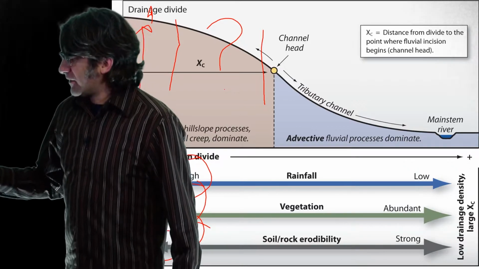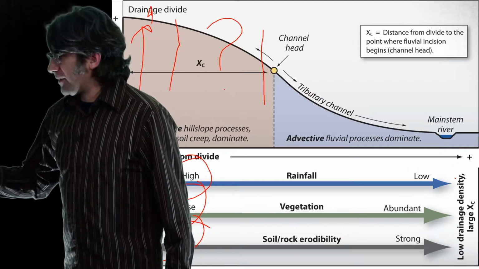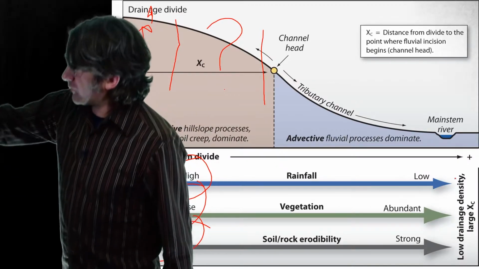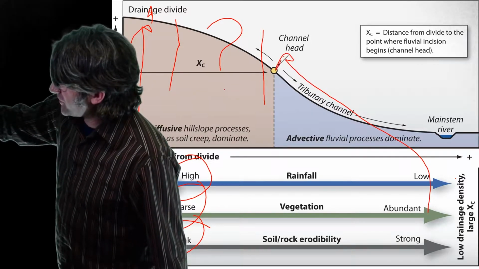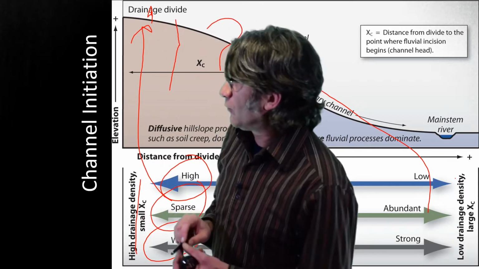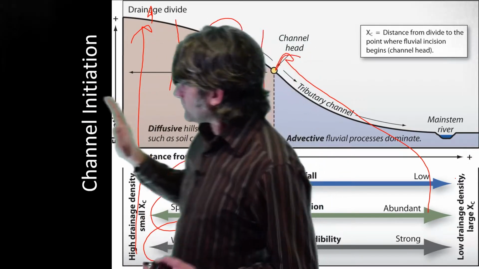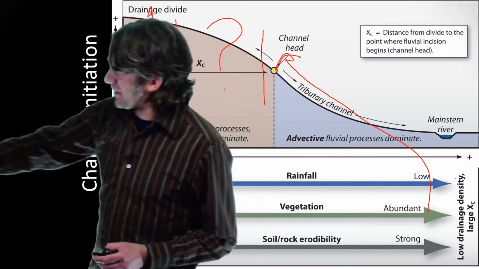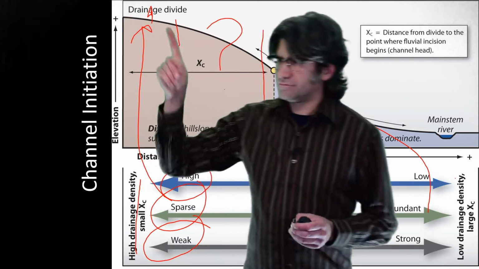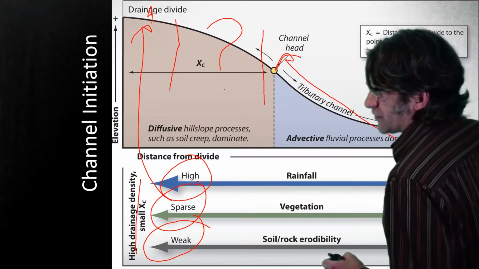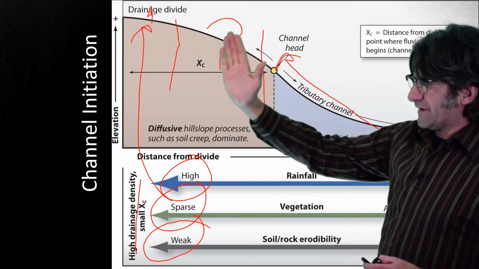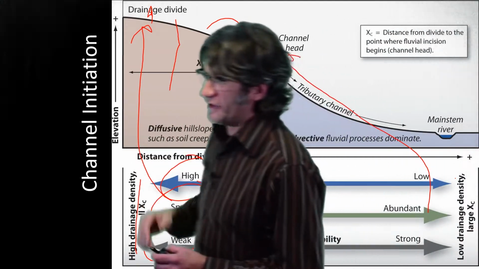And then if we've got a drier climate or a place with lots of vegetation and strong rocks, then we're going to move the initiation of those channels further down the slope. Okay, so that's kind of what we're talking about here. And we generally see that high drainage density networks, those drainages start close to the divide, right there. And then in our low drainage density networks over here, we have a greater distance that we move out from the drainage divide.